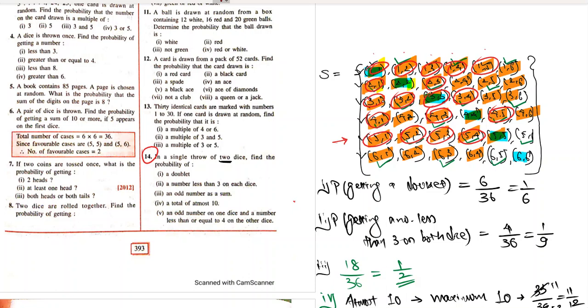One number is odd and the other is, yeah, so 2 comma 5 will also come here. 2 comma 5 will come, definitely come, because 5 is odd, 2 is less than equal to 4. Yeah, 3 comma 1, 3 comma 2, 3 comma 3, 3 comma 4.